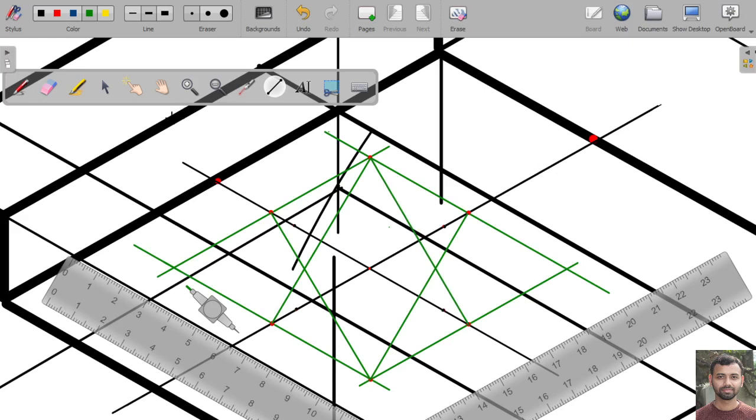Okay, now we have four centers. This is one center, this is another center, and this one is the third one, and this one is the fourth one. So there are four centers. Now we will measure the dimensions.